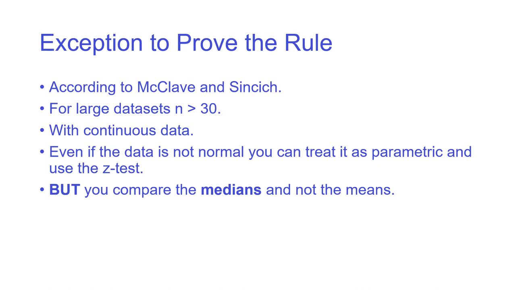Now, there's one other thing that can happen, a sort of exception to prove the rule. It's just an interesting aside. If your data set happens to be not normally distributed, but you've got a very large data set and it's continuous data, then you can use a Z-test about medians rather than means, and this will work. But as I said, this means having to do the Z-test by hand using those particular formulae. It's not something that's implemented in software, but if you desperately needed to do it, you could do it.